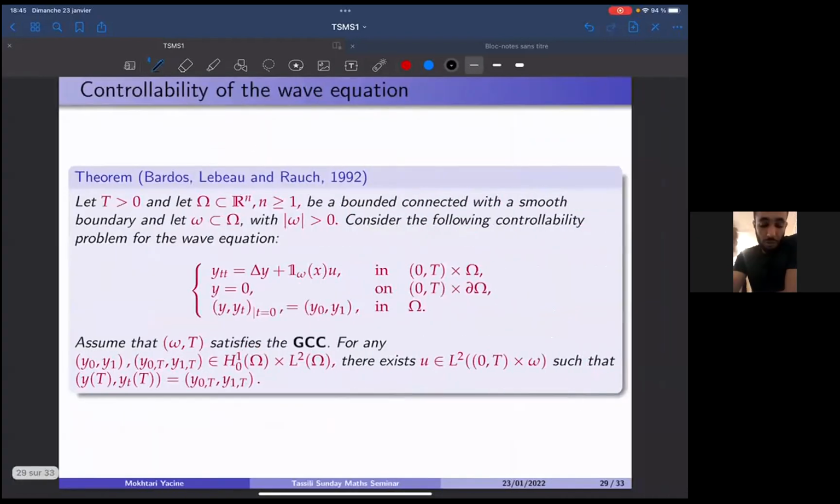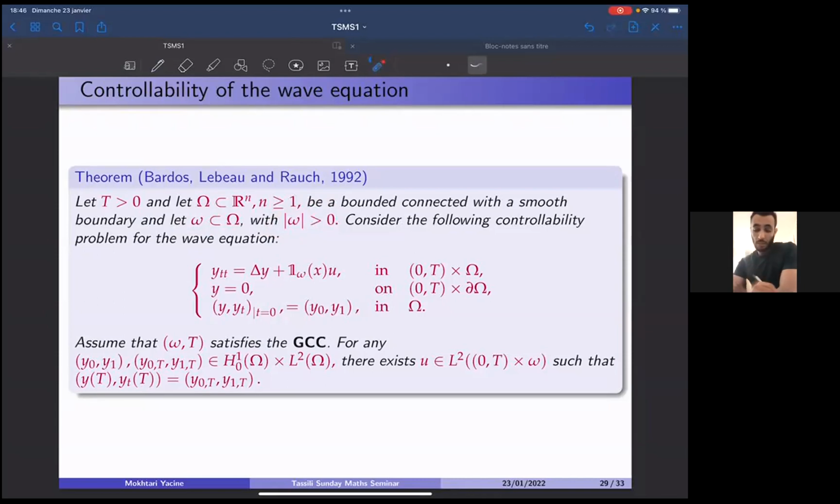Now I will give general results. I will end this first part of the talk with these two results. I will talk first of all about the wave equation and the general setting. We let T larger than 0 always, and Omega is some open set in R^n, but we assume it is bounded and has a smooth boundary. And this control region will be a small omega, and we assume that the measure of this small omega is larger than 0.